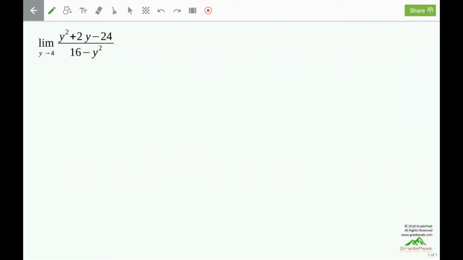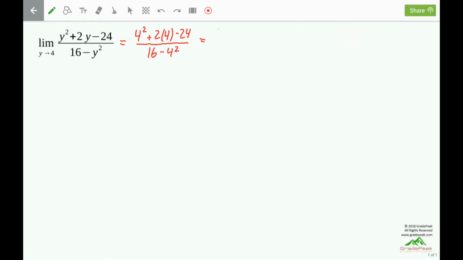Limit as y goes to 4 of (y squared plus 2y minus 24) divided by (16 minus y squared). Let's start by plugging a 4 in for all of the y's. In the numerator, that'll be 4 squared plus 2 times 4 minus 24. In the denominator, that'll be 16 minus 4 squared.